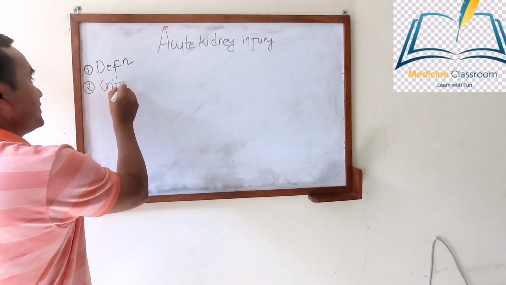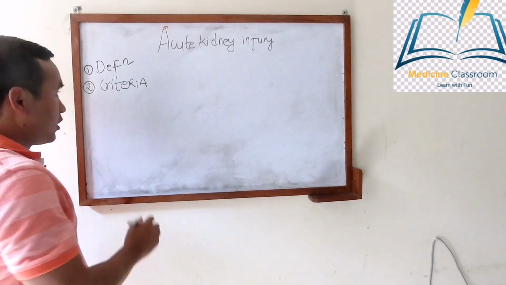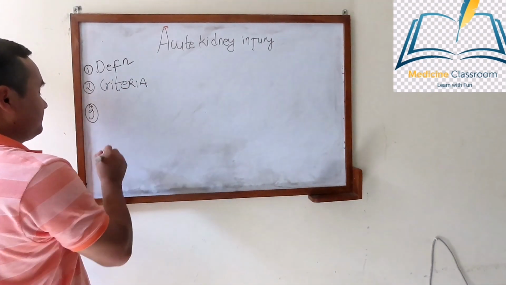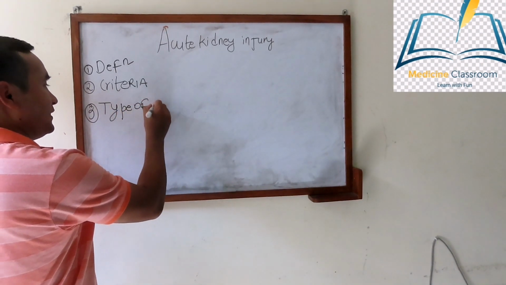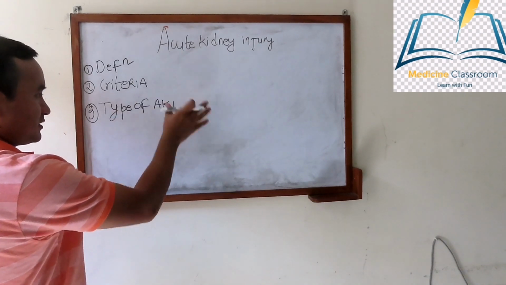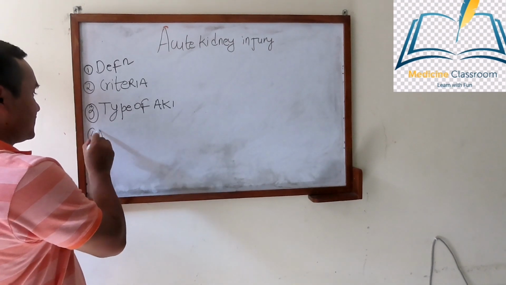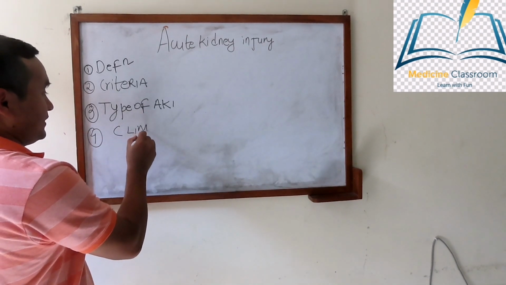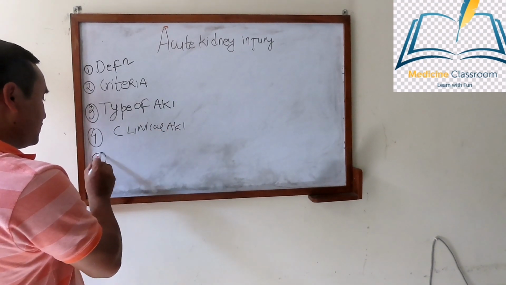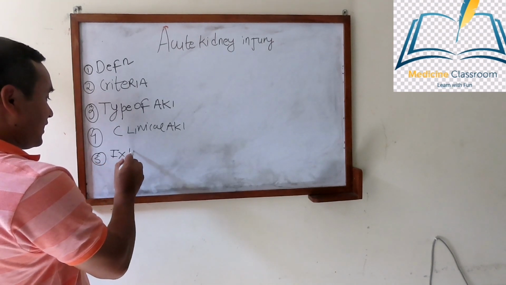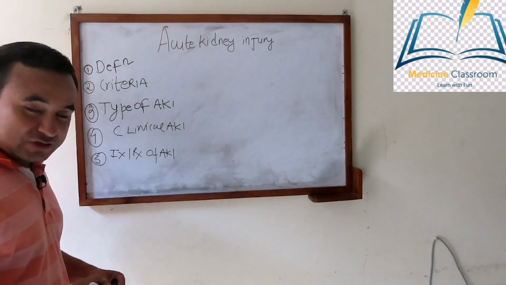criteria to diagnose acute kidney injury. Third, we will discuss the types of AKI, and we will also discuss the etiology in the subheading. Then we will discuss the clinical features of AKI, then complications. Then we will also discuss the investigation and the treatment of AKI, acute kidney injury.